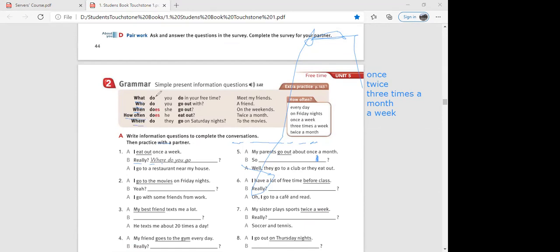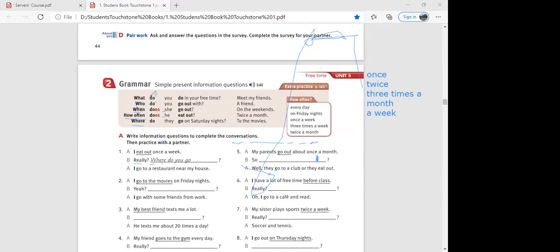Where? And then you have the auxiliary. We are learning do, right? Do or does. Same rule like the last time: for he, for she, does. And with the rest, you use do. But before that, you have the question word, la palabra para la pregunta, which is what, who, when, how often, where.